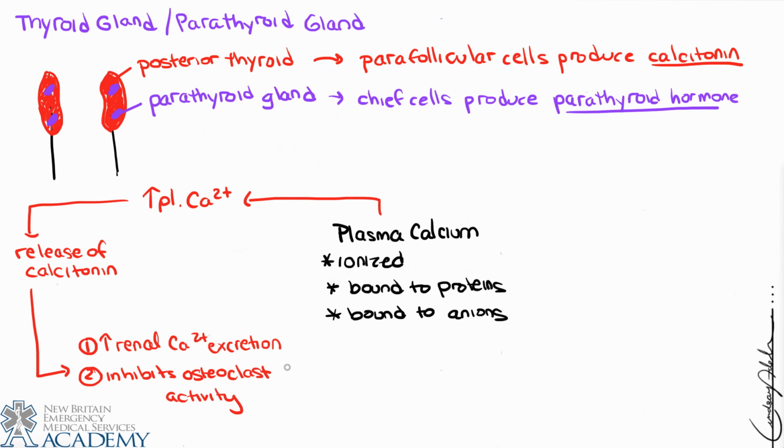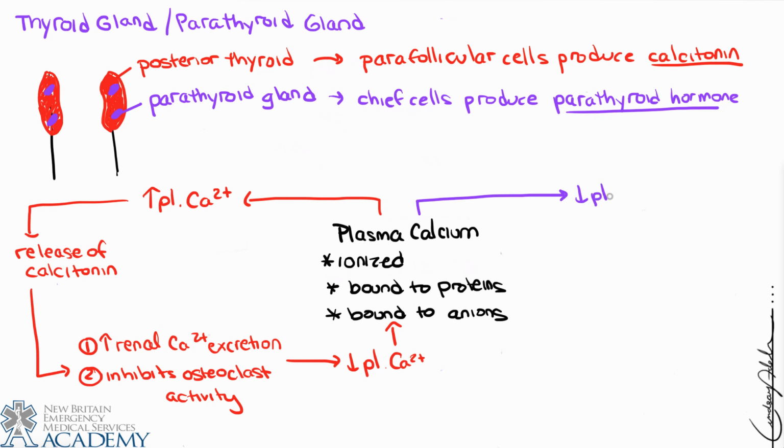So osteoclasts are a specific type of cell that exist in bone that when broken down release calcium into the blood. So if their activity is inhibited, that means that less calcium would be broken down from bone and it won't contribute to the rising level of plasma calcium. Once the plasma calcium returns to normal, there will be no further release of calcitonin unless there was another rise.